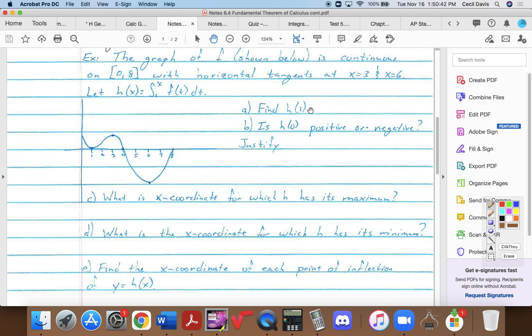So first of all, it says find h of 1. Well, for a problem like that, all we're doing is replacing the x with 1. So h of 1 is the integral from 1 to 1 of f of t dt, which, because we understand what we're doing here, is what? 0.